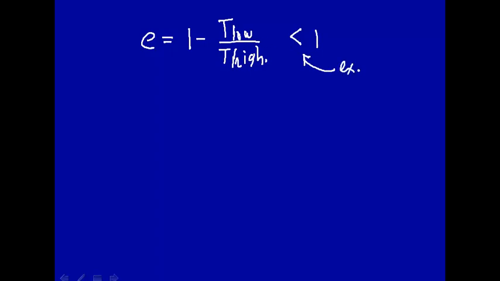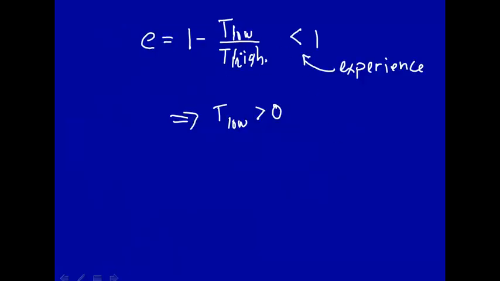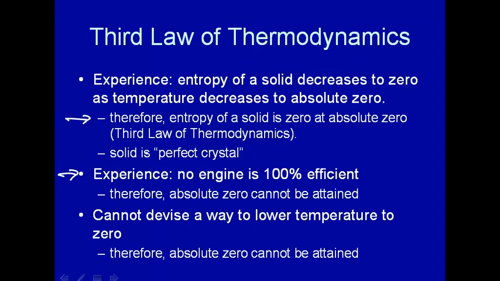And again, this is not derived or anything. This is based on our experience. We never can get a 100% efficient engine in which you convert all the heat that we put in the engine into work. So this implies that the low temperature reservoir has to be greater than 0. In other words, if this term were 0, then the efficiency would be 1, but we never see that, therefore that term must be greater than 0. Okay, so absolute 0 cannot be obtained, because if it could be, then you could have a 100% efficient engine, and we don't see that. Another way to say that is that you cannot devise a way to lower the temperature to absolute 0.